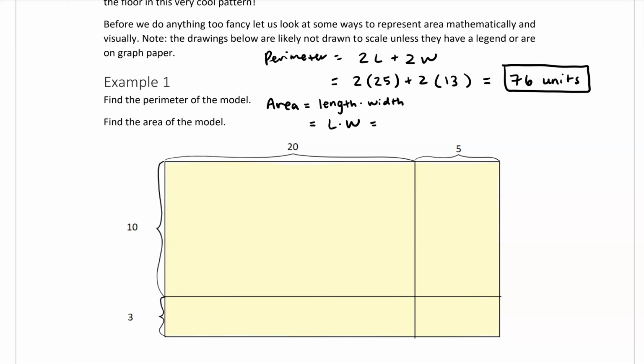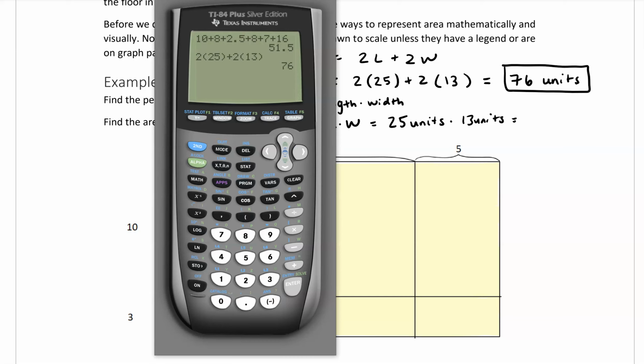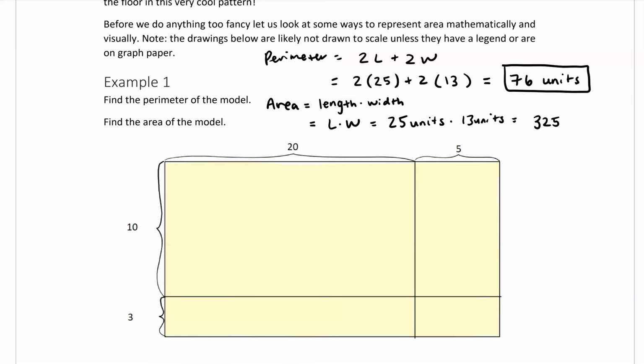Let's remind ourselves the length was 25 units, and the width was 13 units. When we multiply those together, we have 25 times 13, and that is equal to 325. But because we're also multiplying units times units, that is units squared. So that is our formula for area.